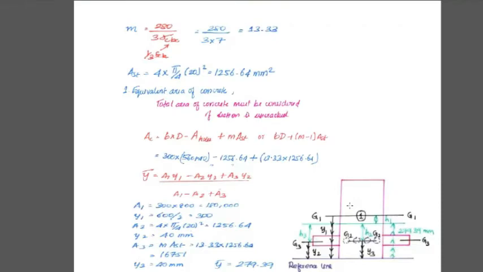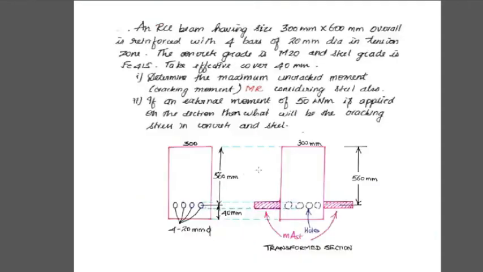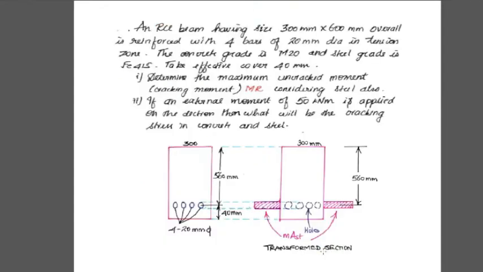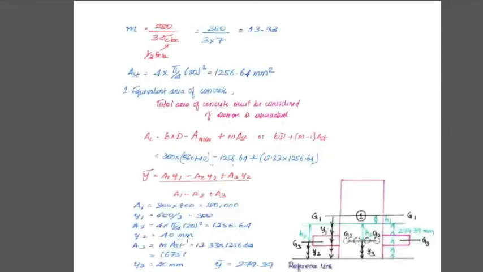So here A1 is the total area, which is 300 into 600, and y1 bar equals 600 by 2. A2 is 4 into pi by 4 d square, and y2 bar for the transformed section, the effective cover is given as 40 mm. Hence y2 we can directly give as 40 mm, and A3 is nothing but m into Ast. We already saw that the equivalent area equals m into Ast, and substituting that we get the value of A3, and y3 is the same 40 mm. So substitute the 40 mm.